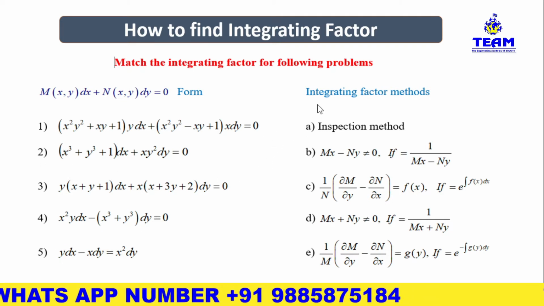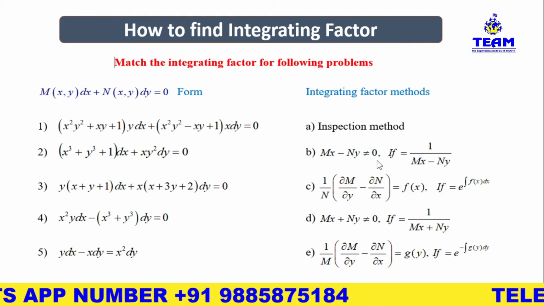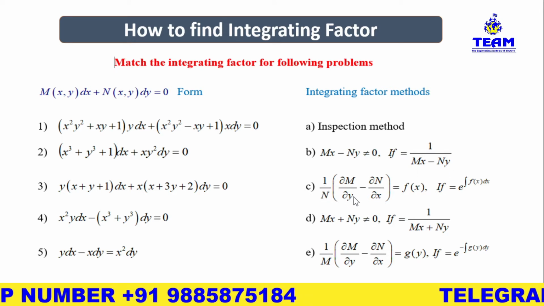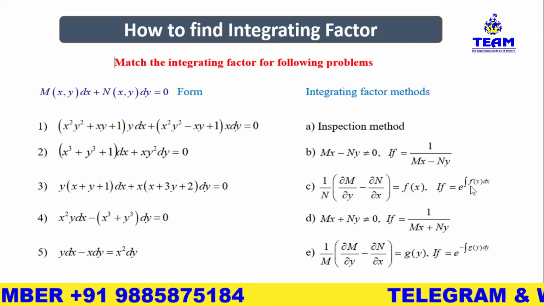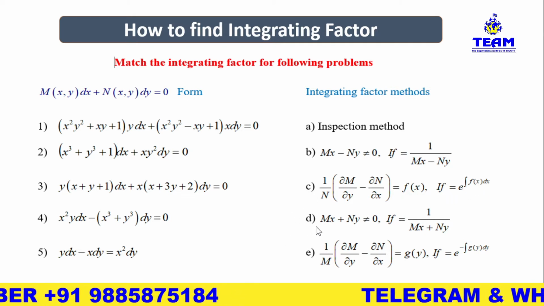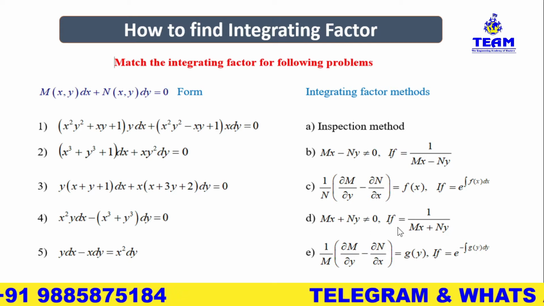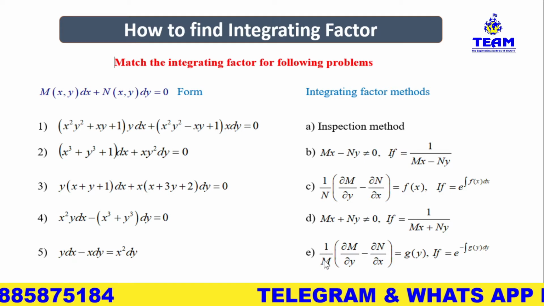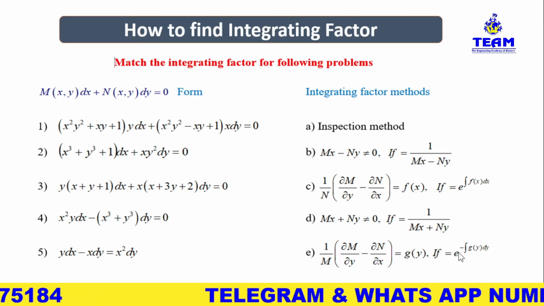And what about the integrating factor methods? Inspection method. Then Mx minus Ny not equal to 0, then integrating factor is 1 by (Mx minus Ny). If 1 by N into (∂M/∂y minus ∂N/∂x) is equal to f(x), then integrating factor is e to the power of integral f(x) dx. And the fourth one, if Mx plus Ny not equal to 0, then integrating factor is 1 by (Mx plus Ny). The fifth one is 1 by M into (∂M/∂y minus ∂N/∂x) is equal to g(y), then integrating factor is this one.